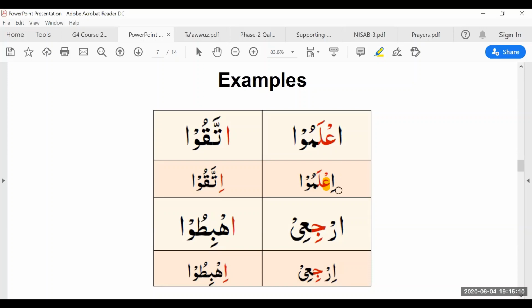Alif takes a kasra because it's followed by... the first mutaharrik letter, lam, has a fatha. Okay.